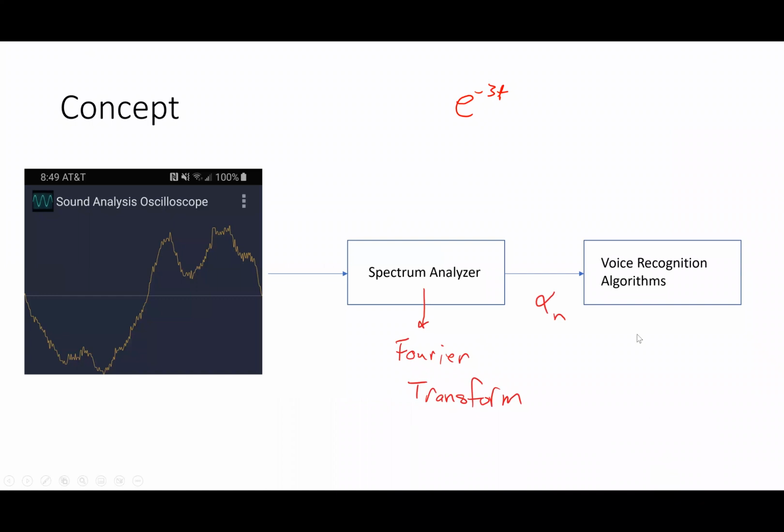So e to the negative 3t is periodic? No, at least Mikael doesn't think it is. And he's right. It's not periodic, right? What's it mean to be periodic? It repeats. E to the negative 3t is never going to repeat. I'd call that a monotonic function. It just goes like that. Has each value one time.